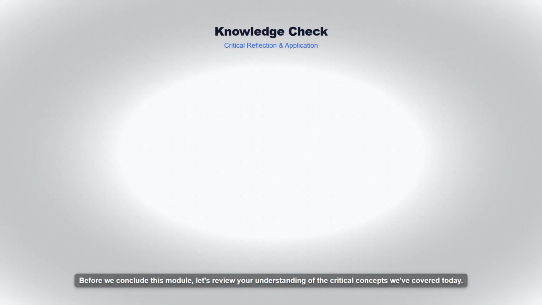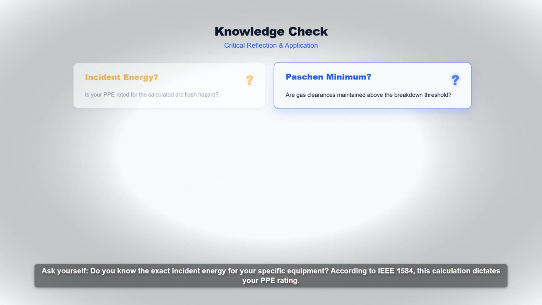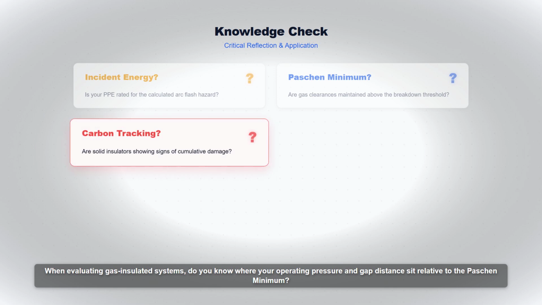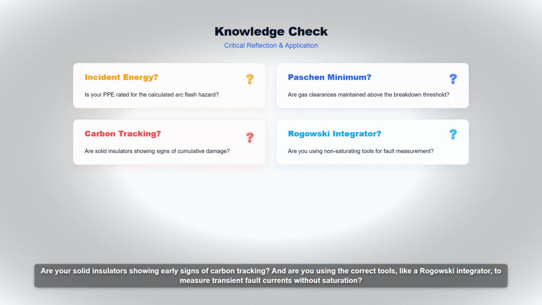Before we conclude this module, let's review your understanding of the critical concepts we've covered today. Ask yourself, do you know the exact incident energy for your specific equipment? According to IEEE 1584, this calculation dictates your PPE rating. When evaluating gas insulated systems, do you know where your operating pressure and gap distance sit relative to the Paschen minimum? Are your solid insulators showing early signs of carbon tracking? And are you using the correct tools like a Rogowski integrator to measure transient fault currents without saturation?